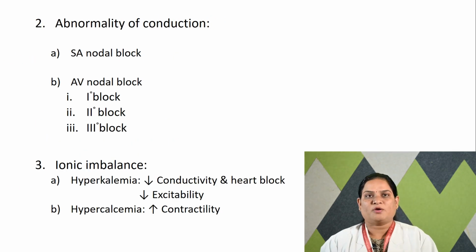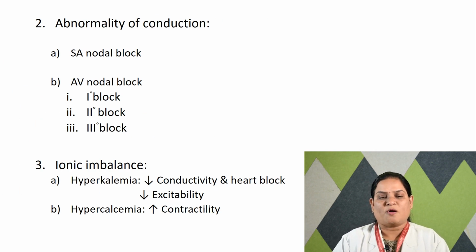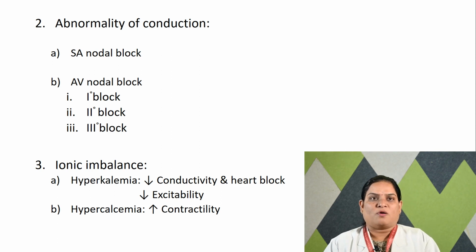Now, the abnormality of conduction. If there is SA nodal block, then the transmission of the conduction is cut off from the SA to the AV node. That is an abnormality in the conduction. SA nodal block causes abnormal conduction. AV nodal block: there are mainly three types of AV nodal blocks, the first degree block, second degree block and third degree block, depending upon how much defect occurs in the conducting system of the heart.